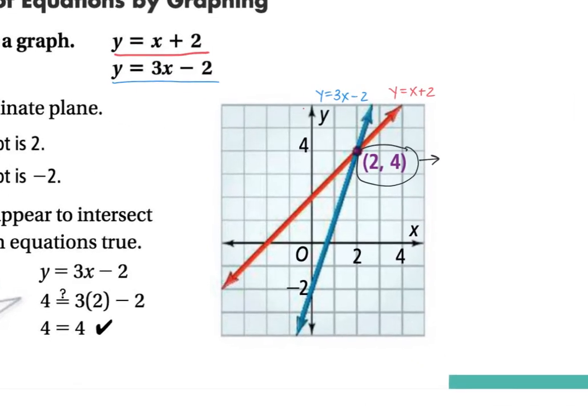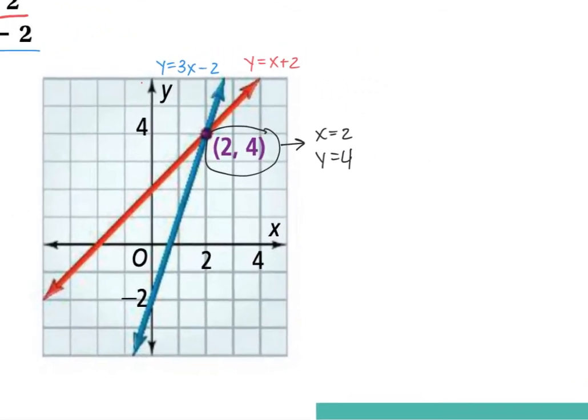So when x equals 2 and y equals 4, both of those equations are satisfied. That means when you plug in x equals 2 and y equals 4 to the red one, it's going to hold a true statement. And when you plug in those same values to the blue one, it's going to be a true statement. That's where the two linear equations intersect. All we're going to do is test that.